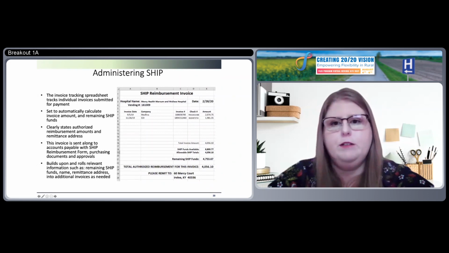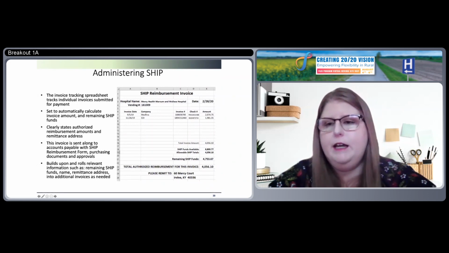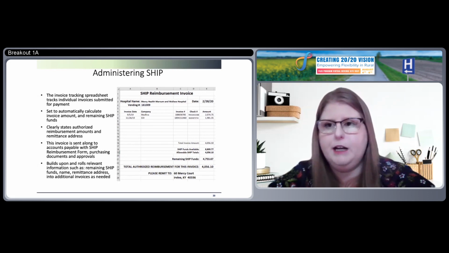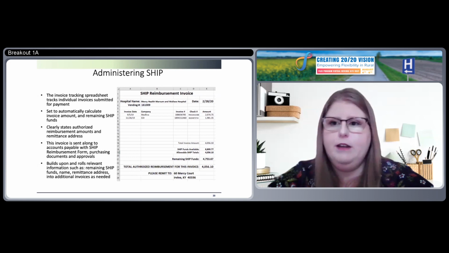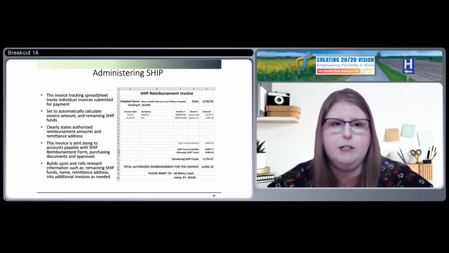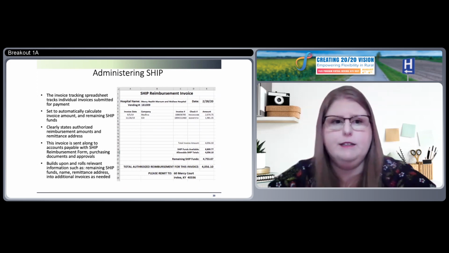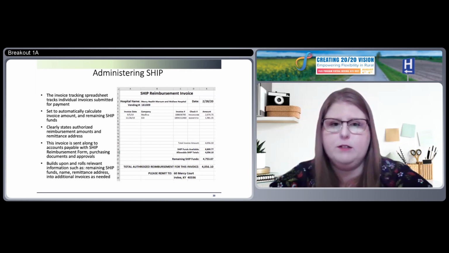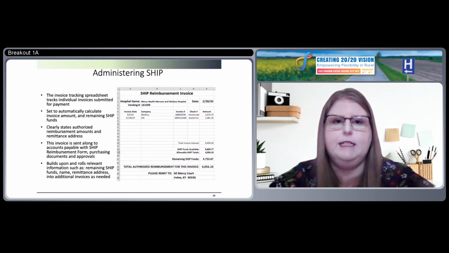So here's the reimbursement invoice that she's created, and Lisa told me that she's happy to share any of this with anybody that would like it. I have her contact information at the end of these slides, so please feel free to reach out to her. She's very giving and would be happy to talk to you about any of this. But this is the tracking spreadsheet. It automatically calculates invoice amounts, what's authorized, and this is also sent along with the documentation to UK so that the hospital can be reimbursed for those SHIP activities. Next slide.